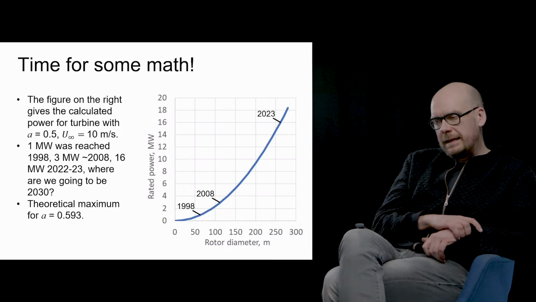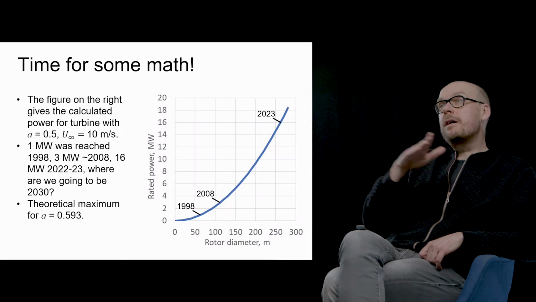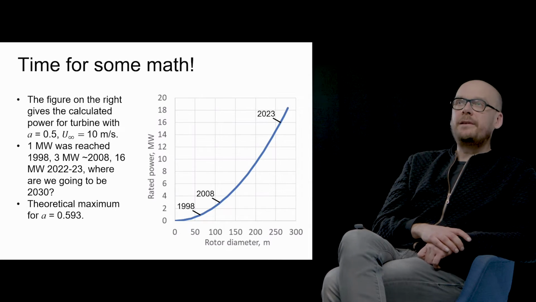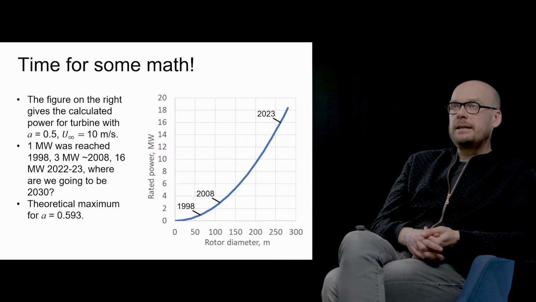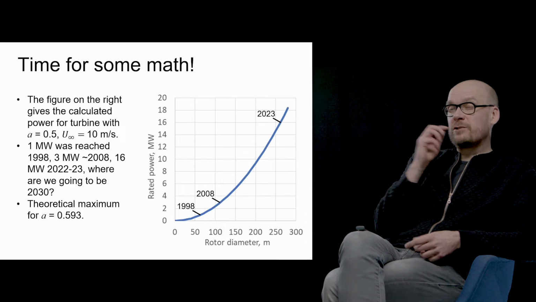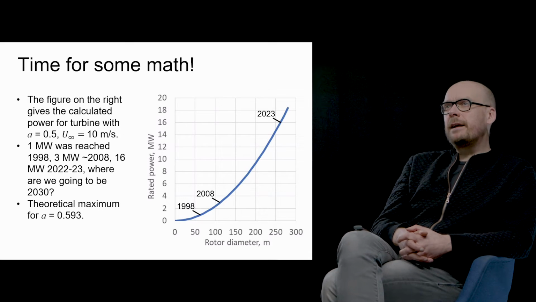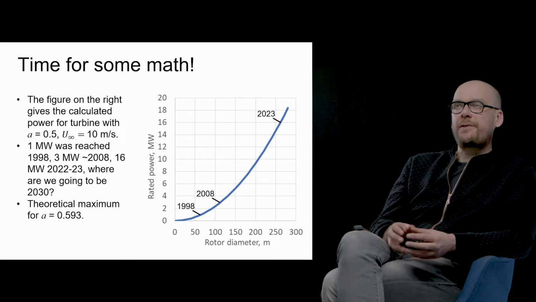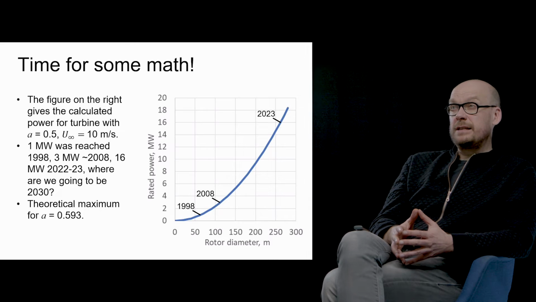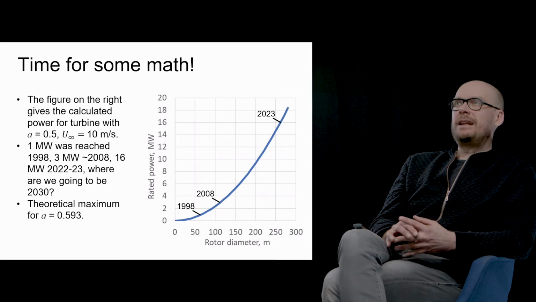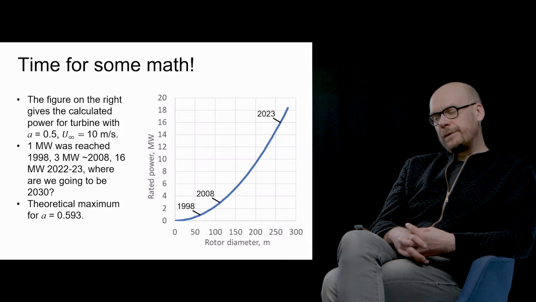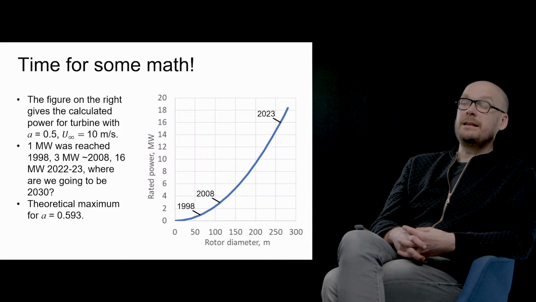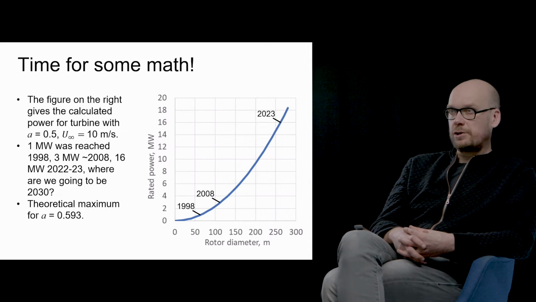This figure also gives you an idea of the history behind the development. For example, when I started my doctoral studies in 1998, we had 1 megawatt turbines. That was the maximum. Then 10 years after that, it was already 3 megawatts. And the prediction is that in 2022-23 we will have turbines with a power of 15 to 16 megawatts in serial production.